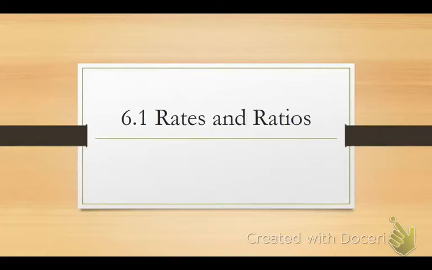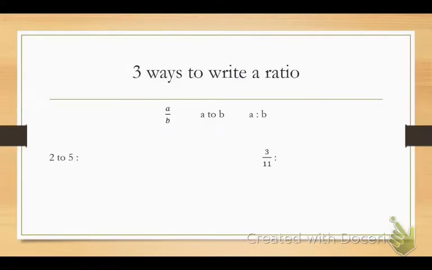In today's lesson, section 6.1, we are learning about ratios and rates. In example 1, it gives us some different ways that we can write a ratio. You need to write them down in the A over B form, just as kind of your template for this example. So it can be written as a fraction, with the word "to," or with a colon. Those are the three ways to write a ratio.